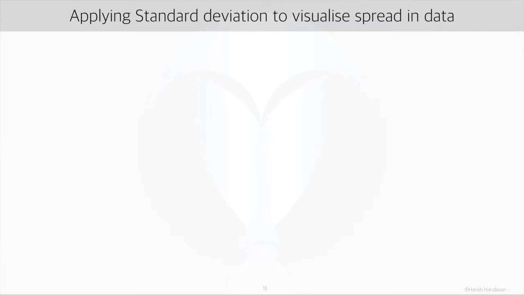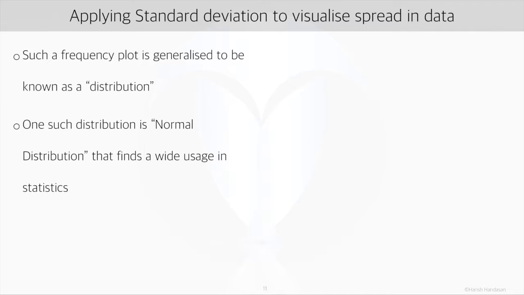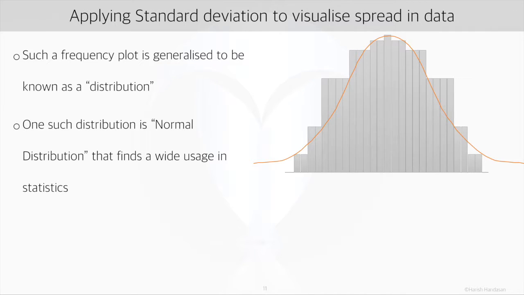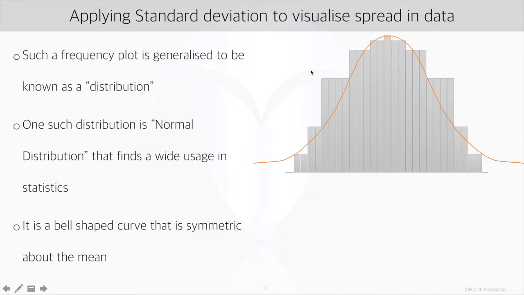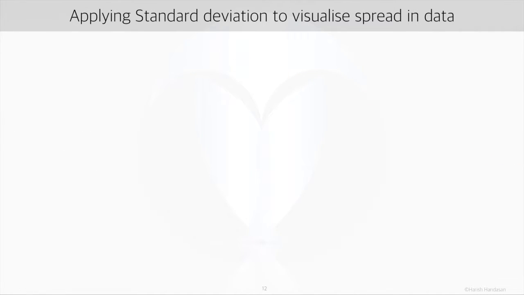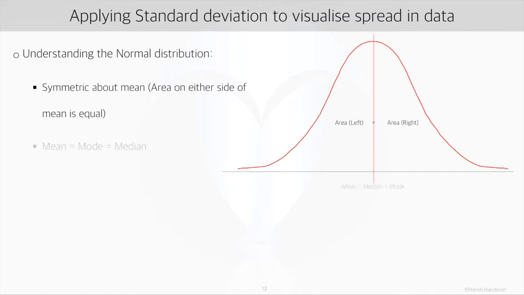From an academic point of view, such a frequency plot is called a distribution. The most common of these distributions is the normal distribution. You must have heard about this normal distribution during the performance reviews. By look, we can tell it's a bell-shaped curve. It is also symmetric about the mean. Symmetric meaning area on left is equal to area on right.